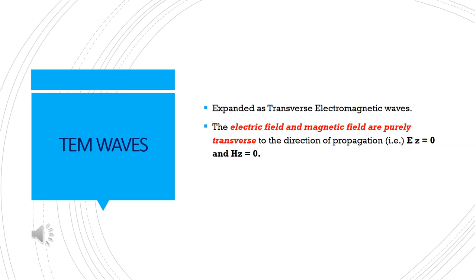The third type of waves are the TEM waves, expanded as the transverse electromagnetic waves. Again, when the wave propagates in the z direction, if both the electric field and magnetic field are perpendicular to the direction of wave propagation, such waves are called transverse electromagnetic waves.